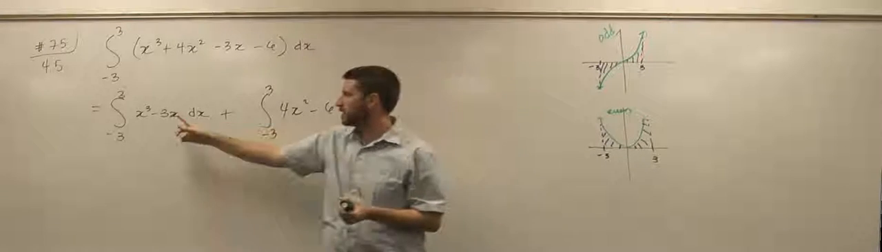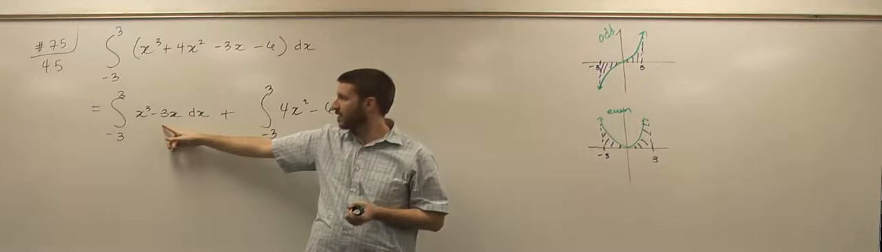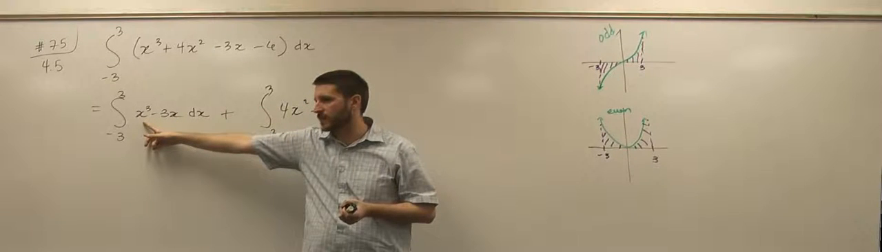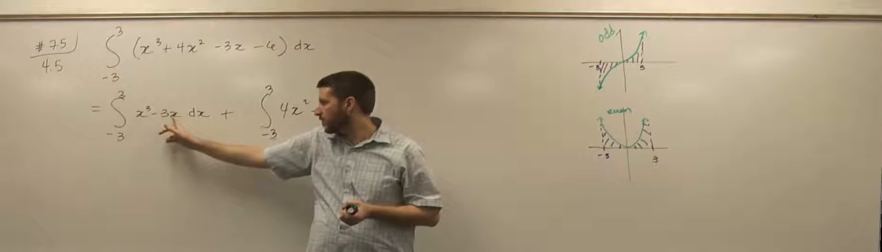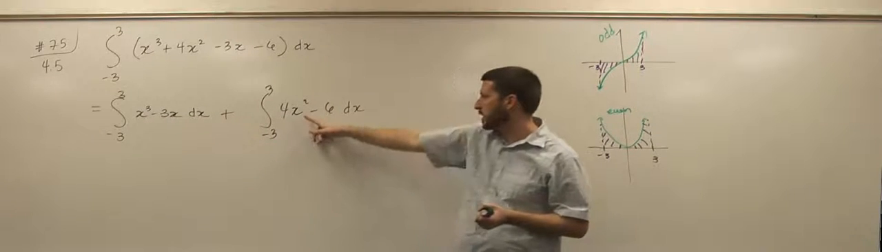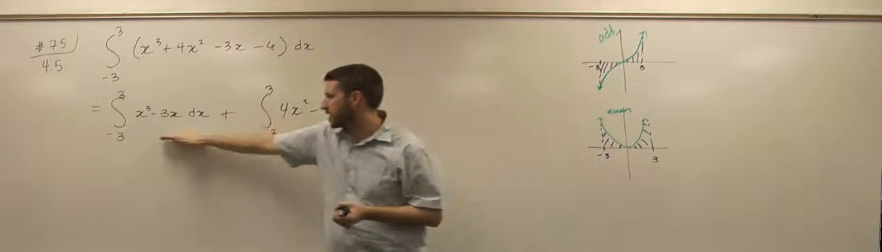Since this guy is an odd function, do you agree? Yes. How do you tell? Because of the cube. If you plug in a negative x, the negative doesn't go away. That's how you tell if it's odd. When you plug in negative everywhere you see x, the negative pops outside. Whereas here, if you plug in negative x everywhere you see x, the negative goes away. So this guy's even, this guy's odd.